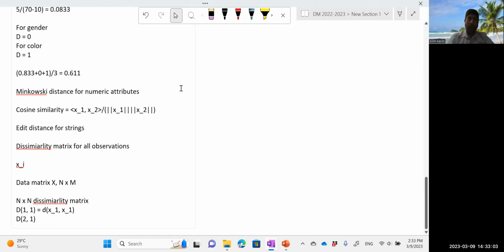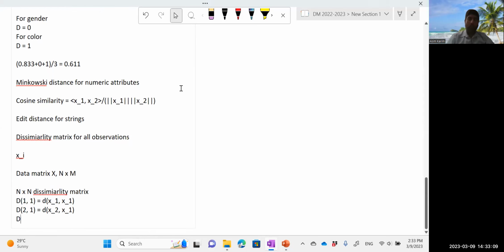Now I'm going ahead in the row. So this would be the distance between x2 and x1. And similarly, D 1 2 would be the distance between x1 and x2, and so on.